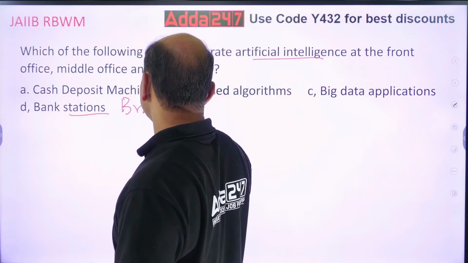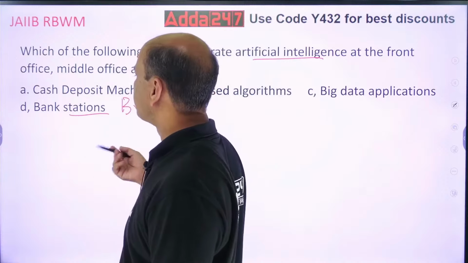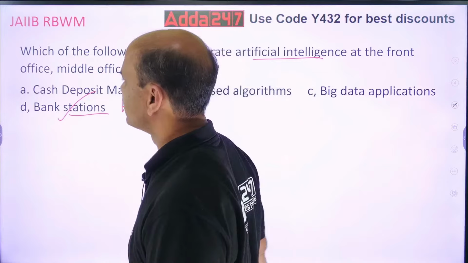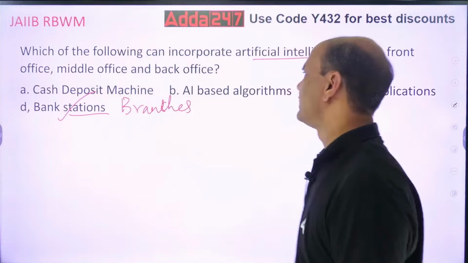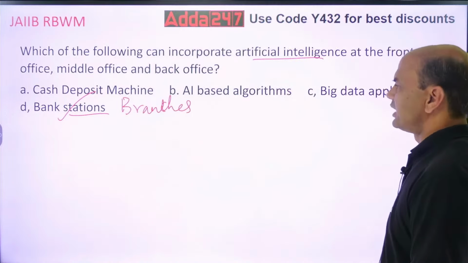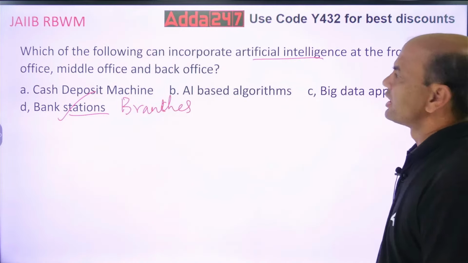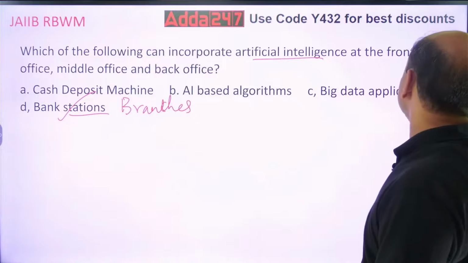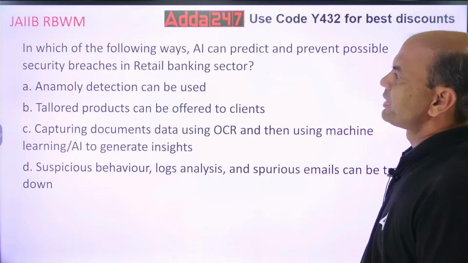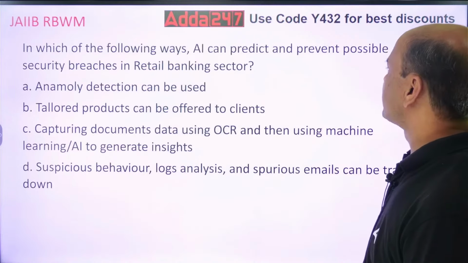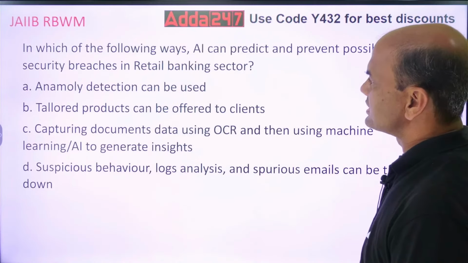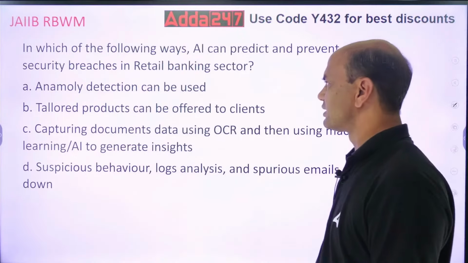So who can apply this AI? Of course, bank branches, right? Bank branches can use AI in either front office, mid office or back office. In which of the following ways can AI predict and prevent possible security breaches in the retail banking sector?